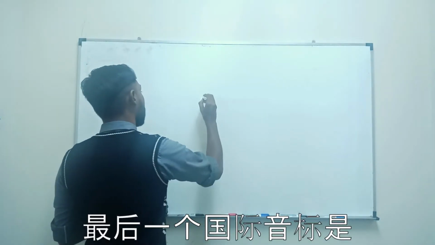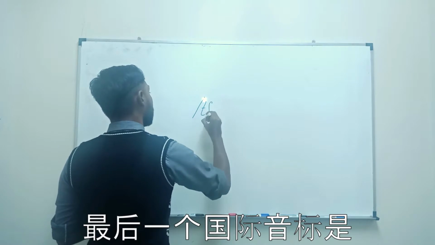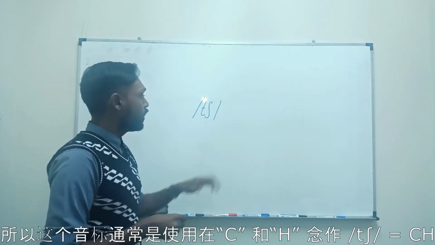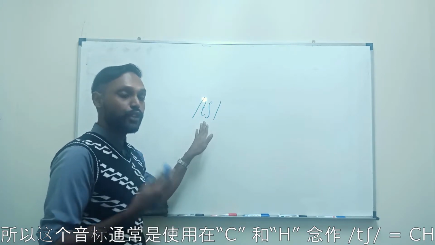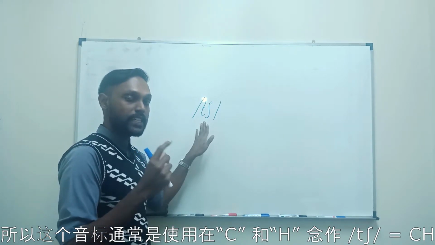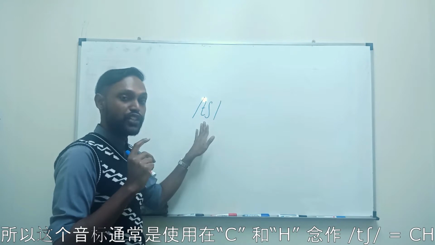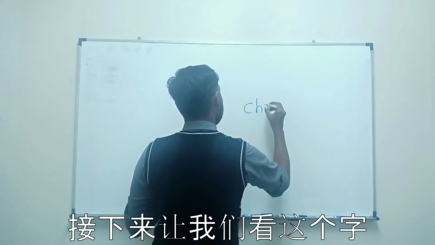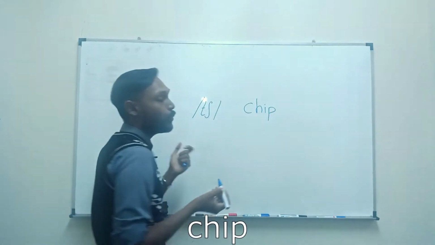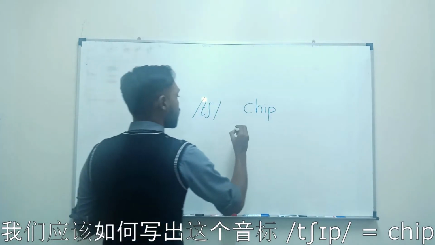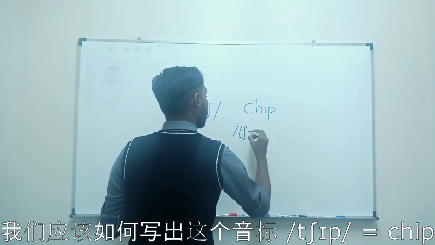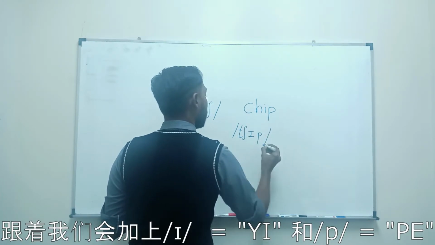The last phonetic symbol that we're going to look at is ch, as in cheap. The ch sound is used to represent the sound of the letters C and H together, ch. Okay, so let's look at this word. Cheap. How do we write it in the transcription? We have the ch sound followed by e and p.